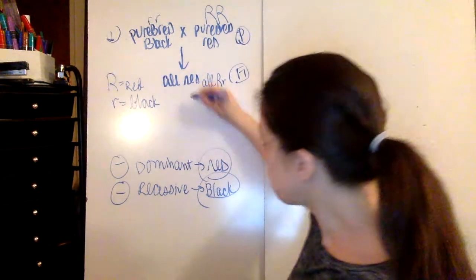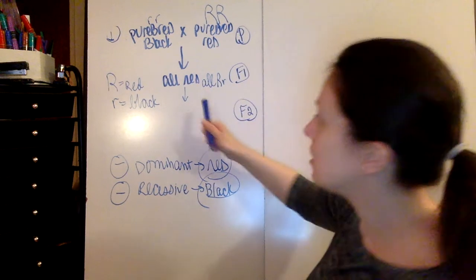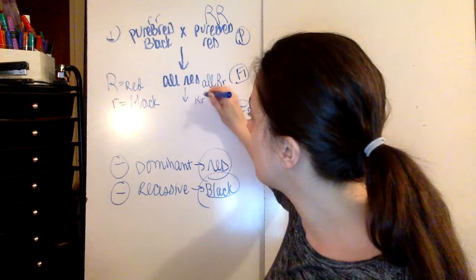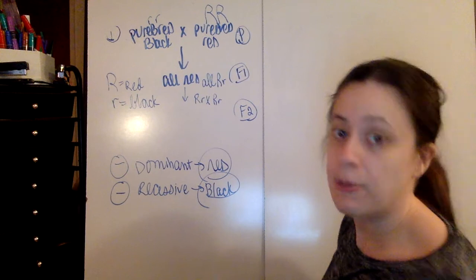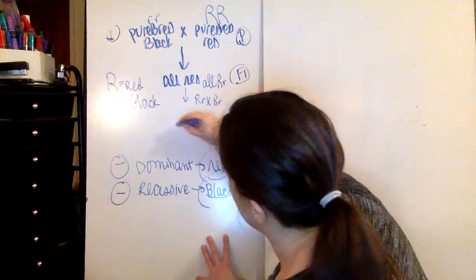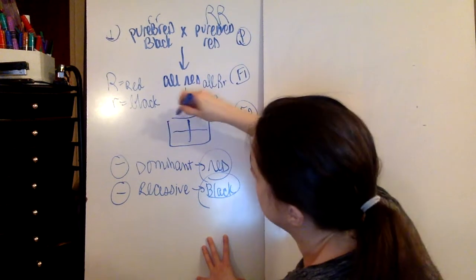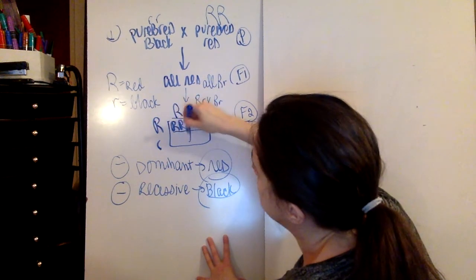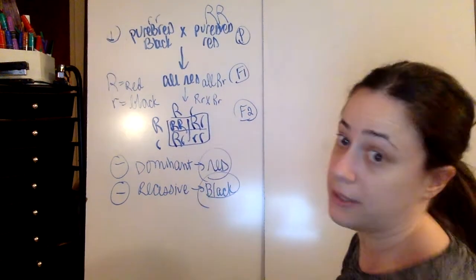Then, if we cross them to get the F2 generation, we're just crossing two heterozygotes. So it would be big R, little r, crossed with big R, little r. This is a cross that we've done numerous times, so I'll draw that Punnett square here. Here's the square, with the heterozygote reds and the heterozygote reds. Here's big R big R, big R little r, big R little r, and little r little r.